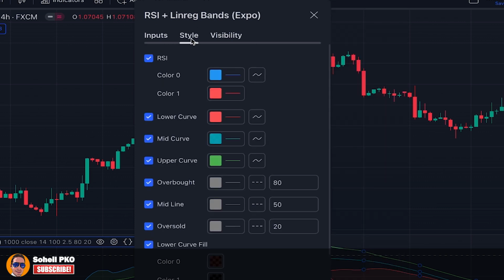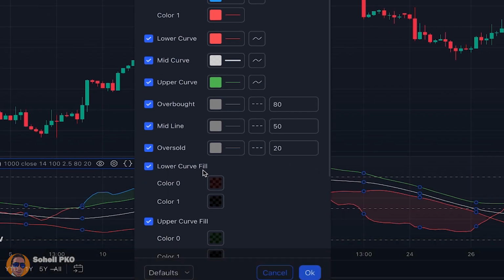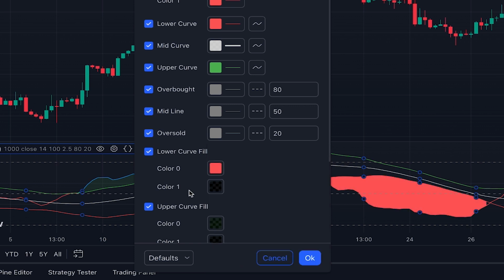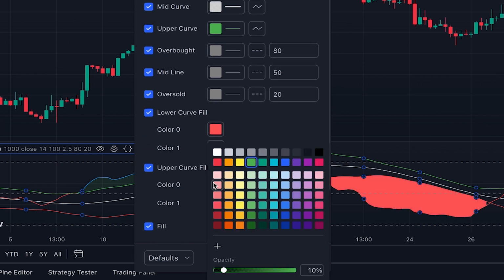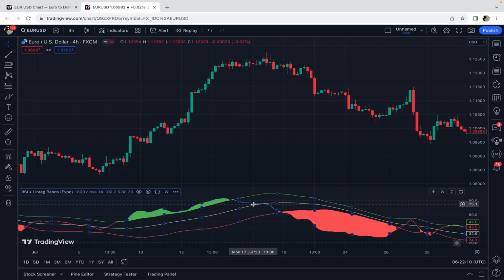Here in the style tab, for the mid curve we set the color to white, and then for lower curve fill for color 0 we increase the opacity to 100%, and then for upper curve fill for color 0 we similarly increase the opacity to 100%. Alright, now our indicator is more clear on the signals that it's generating.